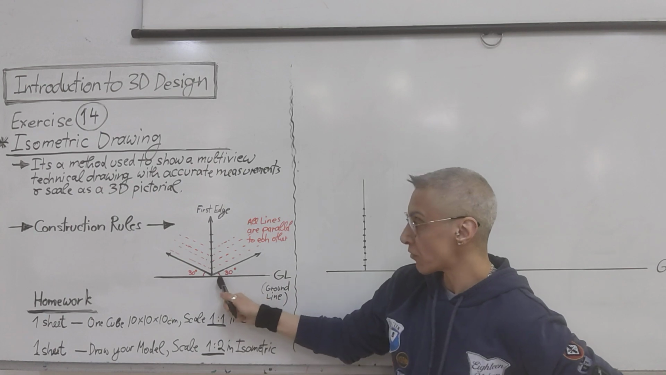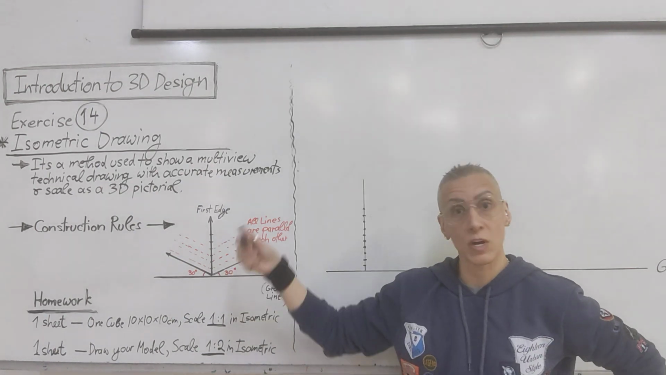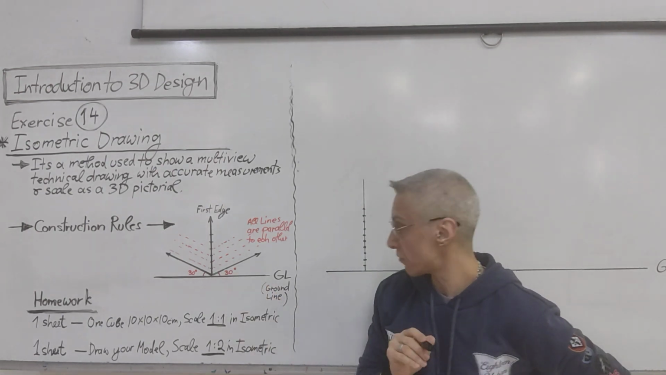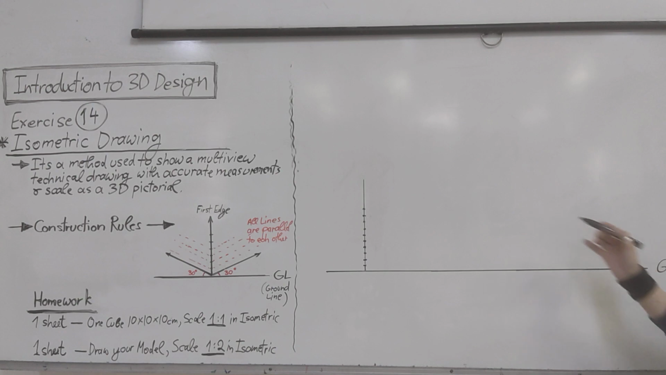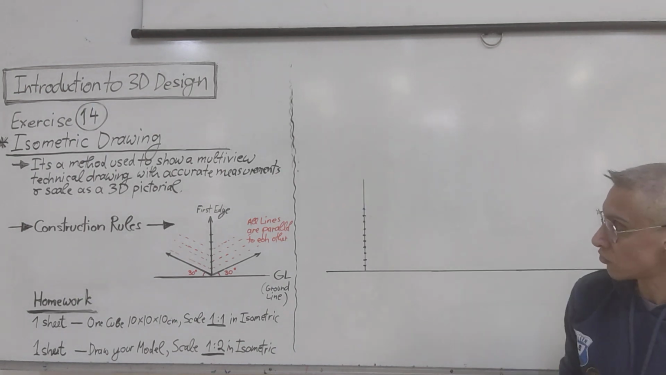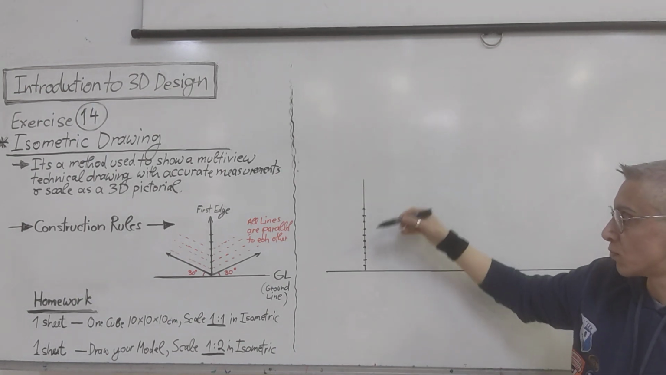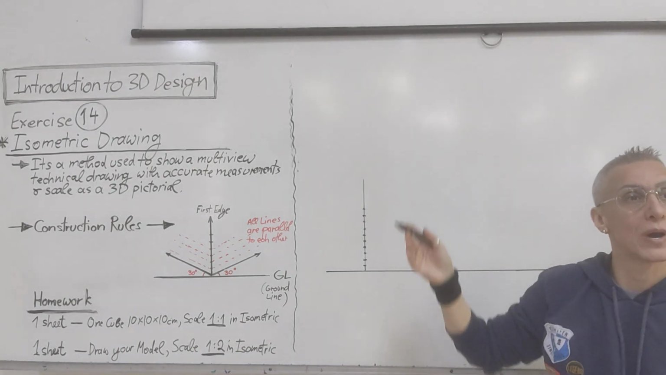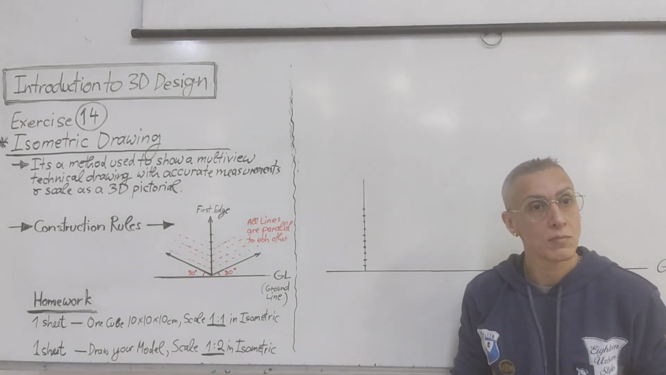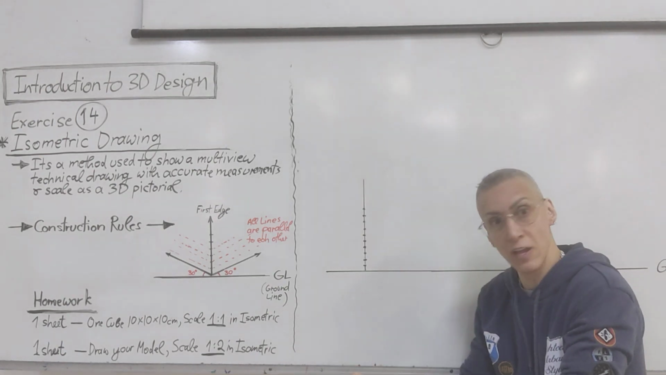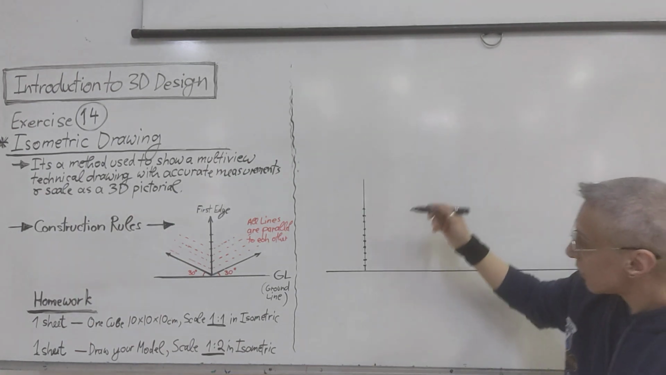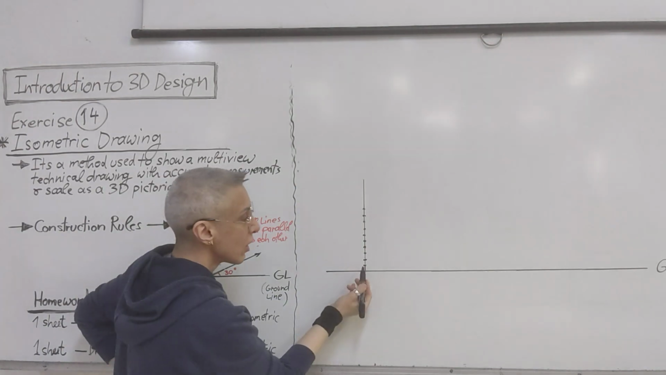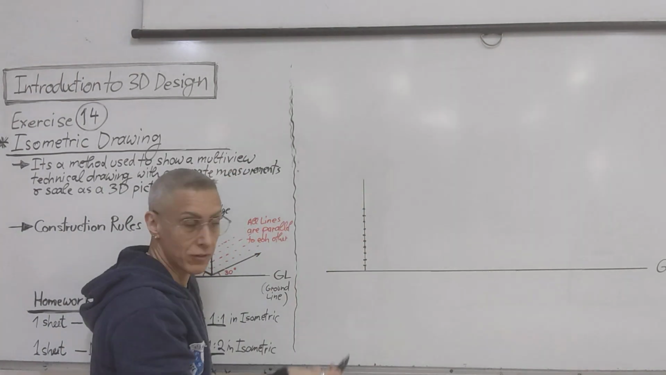So, it must be at 30 degrees, the isometric. You cannot draw it with another angle. So 30 from here, 30 from here. So basically, you start with a ground line. You draw your first edge. So for example, if we have a cube of 10 centimeters, and I tell you to draw it at scale 1 to 1. What is scale 1 to 1? Meaning, if the cube is 10, we will draw it 10 on the paper. Okay? So, we have a cube of 10 centimeters, we have a ground line, we draw the first edge. On the first edge, we will draw 10 centimeters.